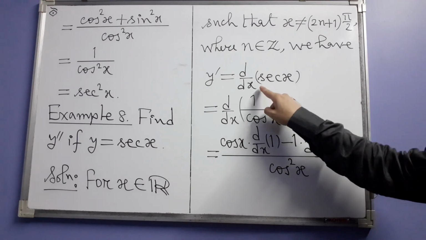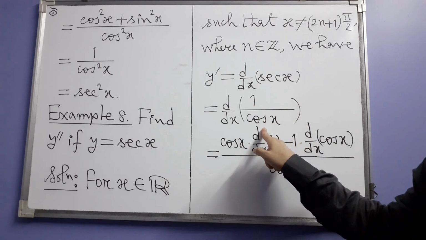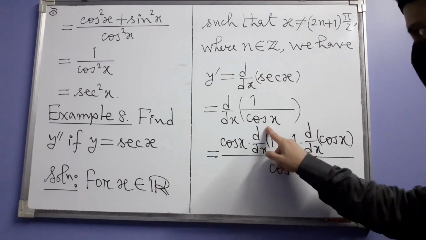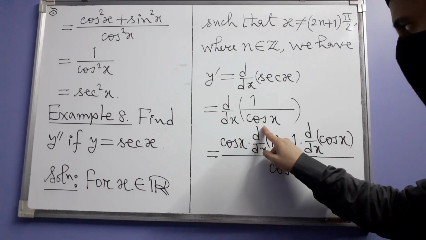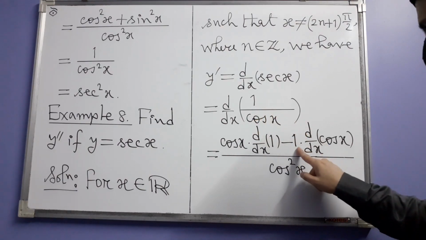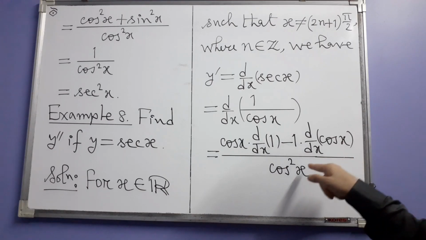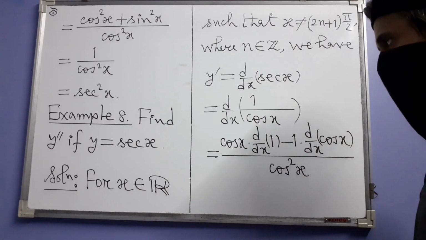Okay, so d/dx of secant x is d/dx of 1 divided by cos x. So if we apply the quotient rule, you square the denominator, so it becomes cos squared x, then denominator times the derivative of the numerator, which in this case is 1, minus the numerator, that means 1, times the derivative of the denominator, which is cos x.